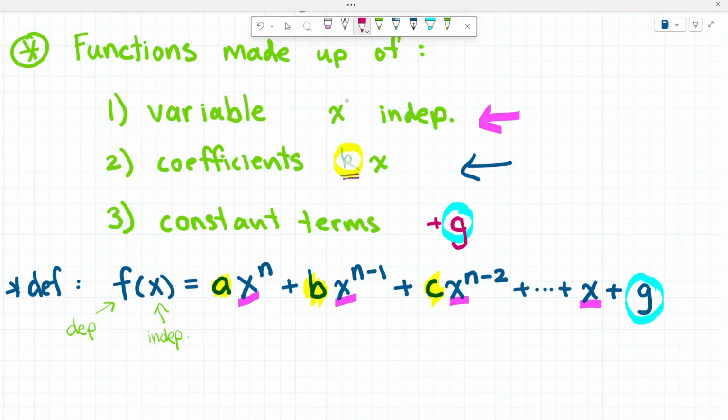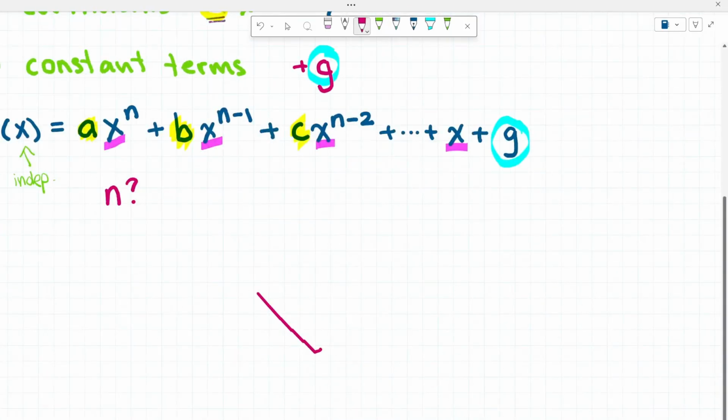Okay, so the last thing that we haven't talked about yet is n. What is our n value over here? So what is n? So n is, oh, sorry about that.